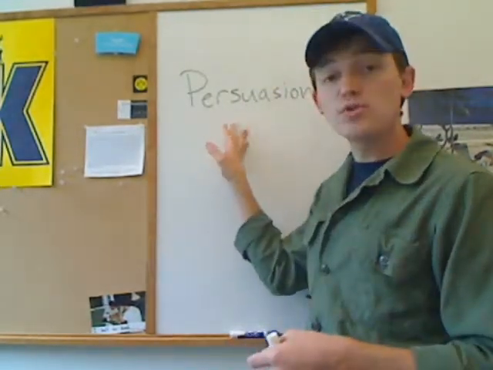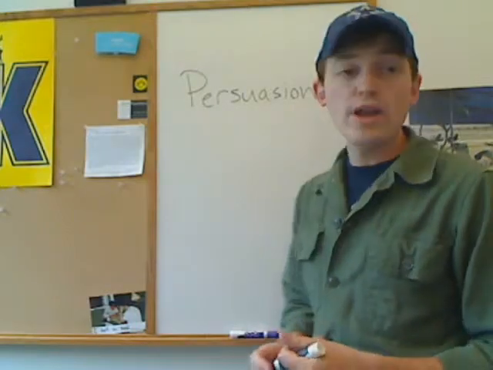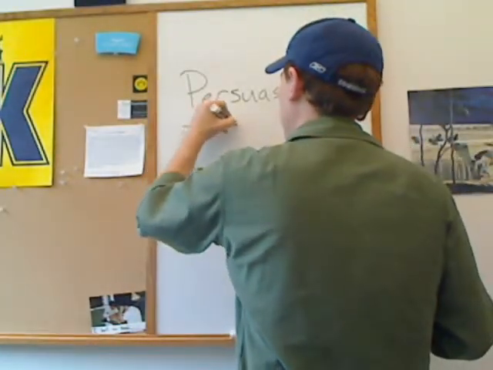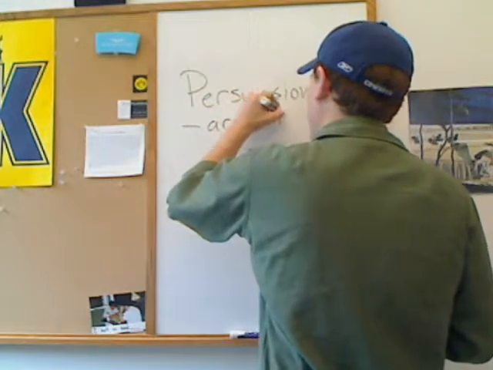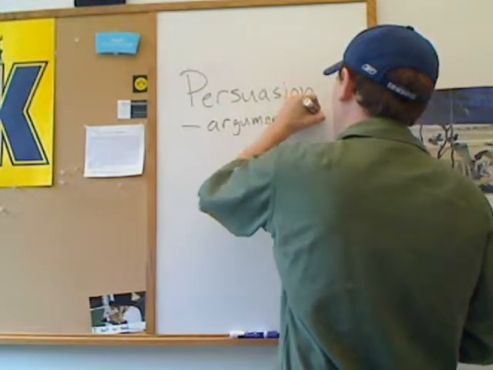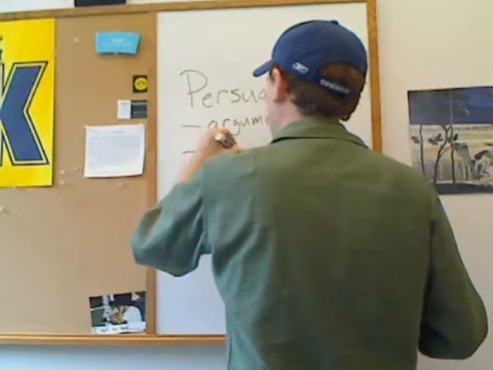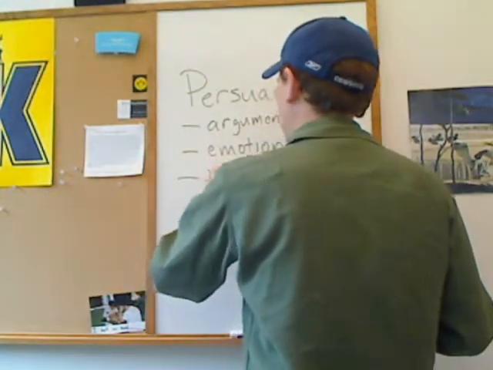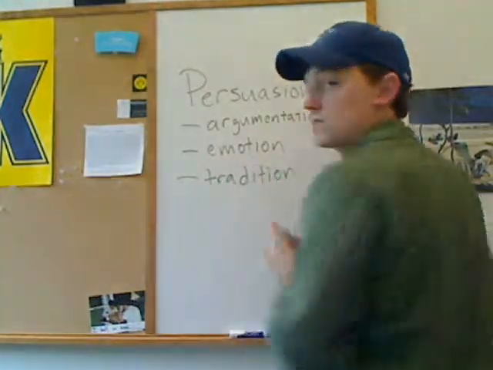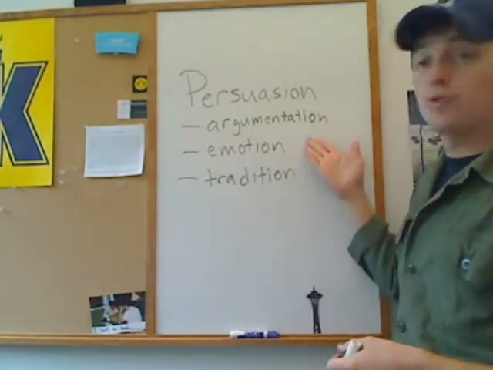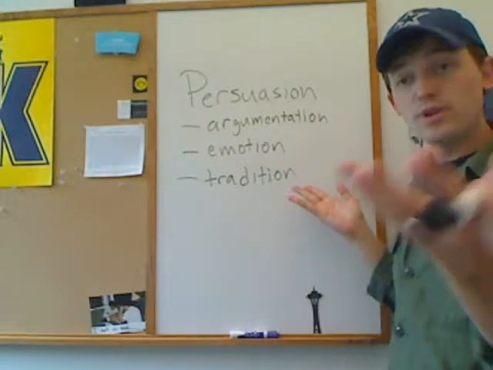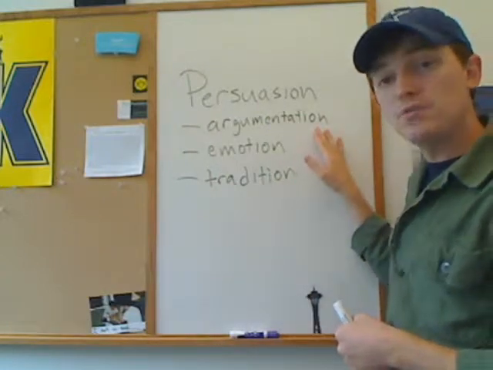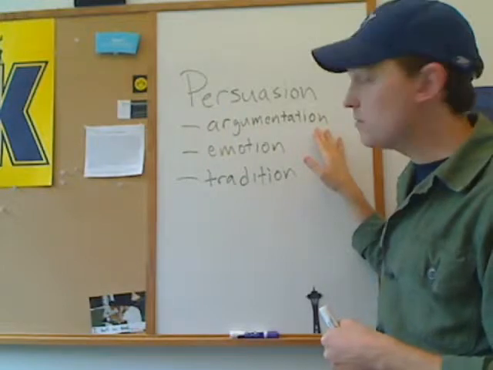Now, you can do persuasion through a number of different ways. I'll make a little list of them on the board. So let's say there are more than just these 3, but here are 3 very common ways that we try to persuade people. You can do it through what's called argumentation. I'll talk more about this in a minute.